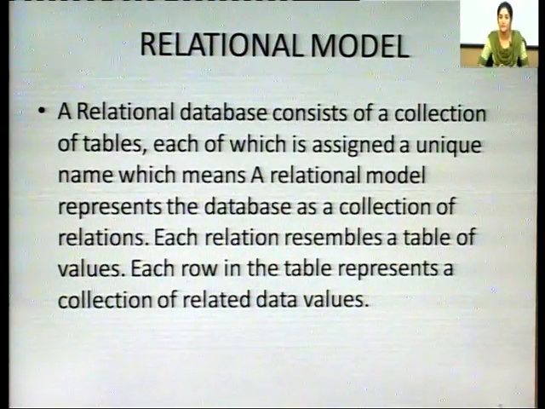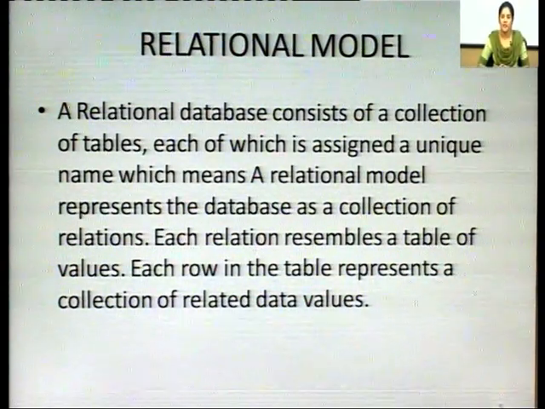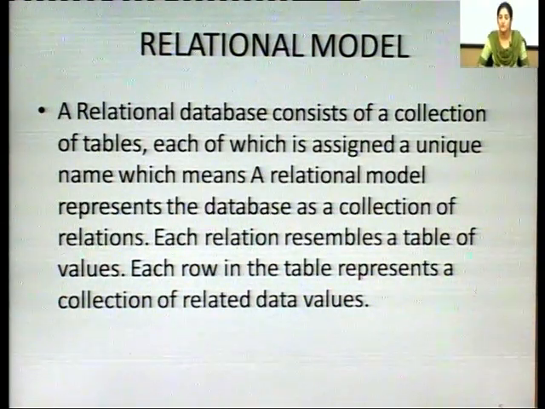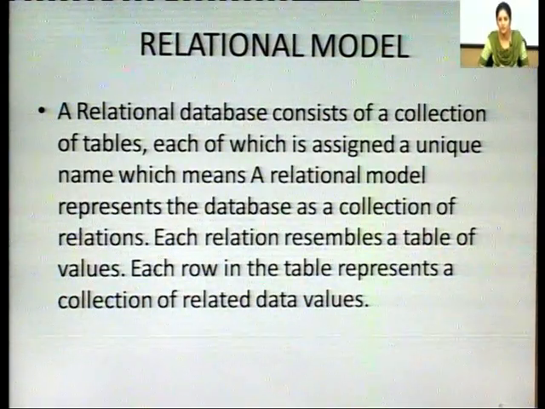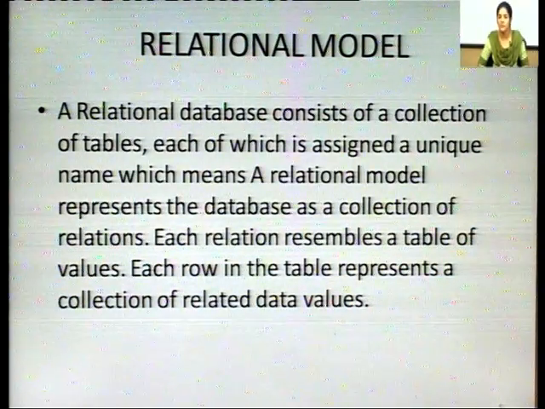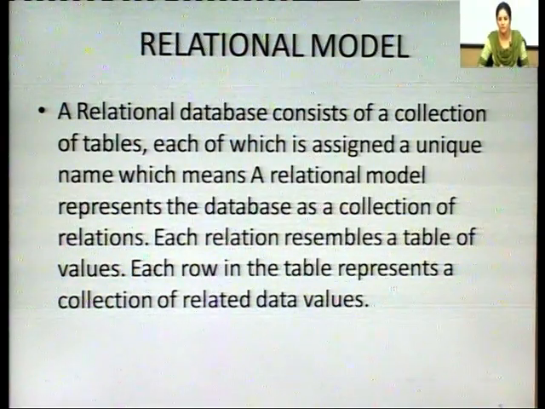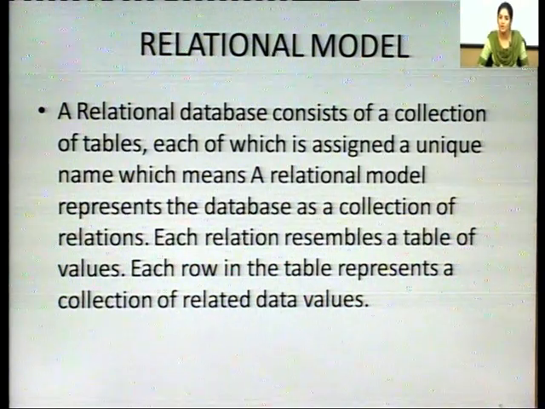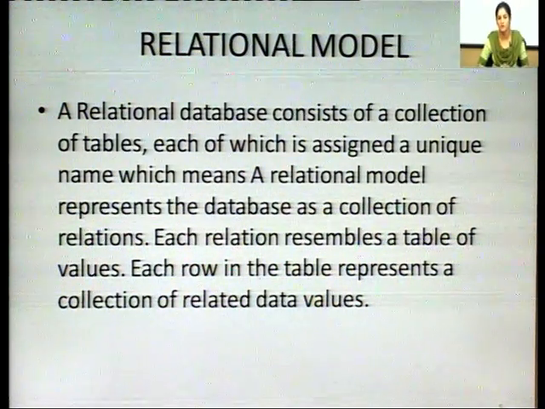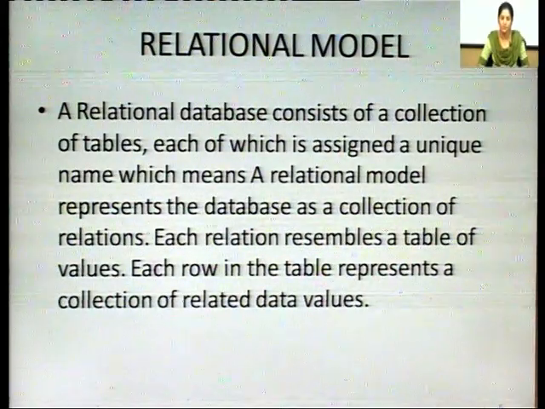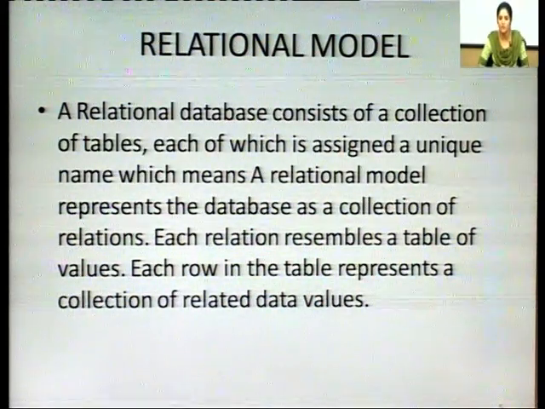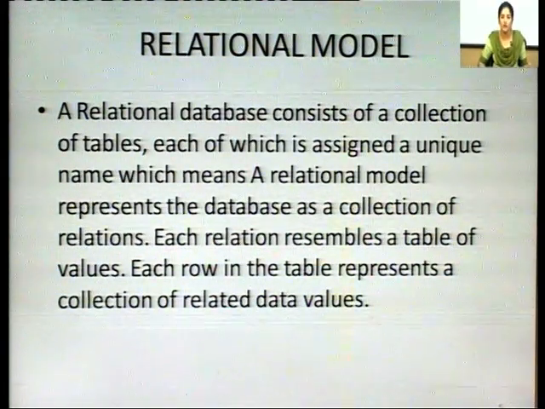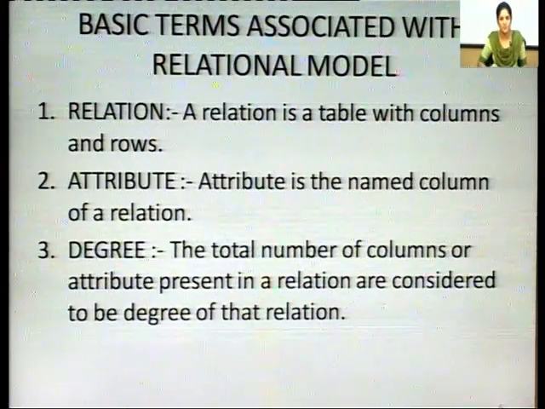Each relation resembles a table of values. Each and every table in the relational database will be resembling a table which contains various values stored by the user. Each row in the table will be representing a collection of related data values. For example, if you are storing information about a student, then each row in that table or relation will be representing the information regarding a student, for example, the name of the student, class, address, phone number, etc. So basically the relational model is a collection of tables of rows and columns.